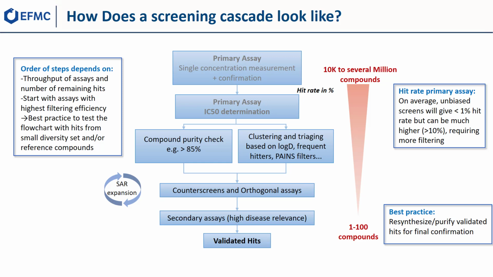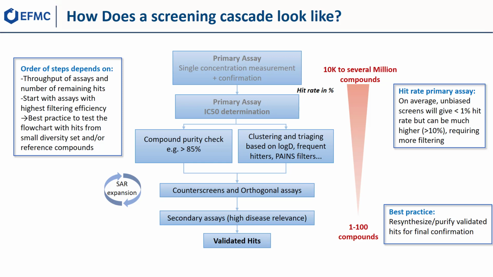The other point to note is shown on the right. Depending on your hit rate of the primary assay, you can have different numbers of compounds. So usually you hope to have below 1% hit rate, but the hit rate can be much higher, above 10%. And if you talk about a million compounds, you can imagine that you will not be able to run all of the hits into the more demanding assays downstream. So depending on this, you may want to be more selective in your clustering and your triaging.